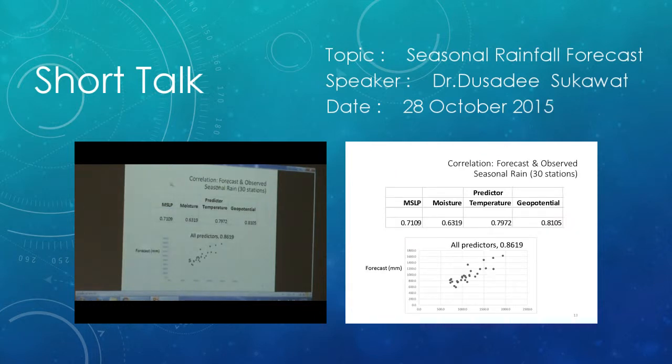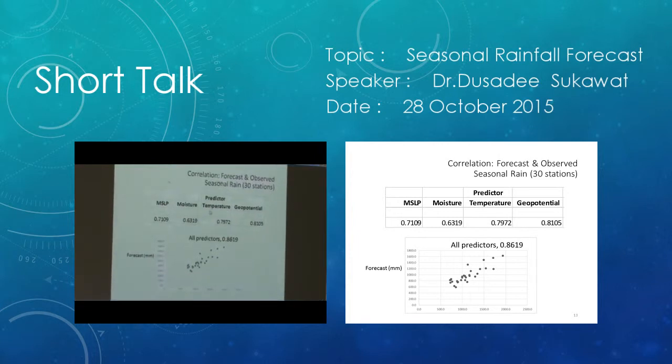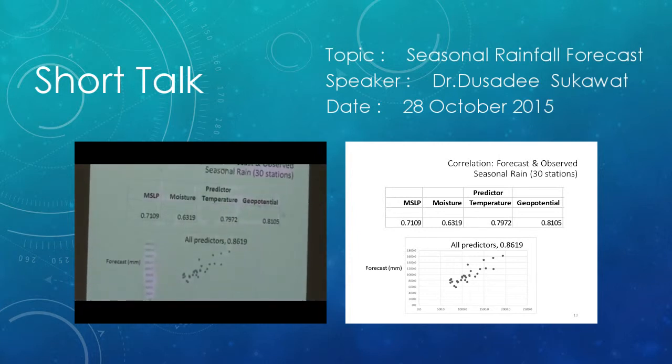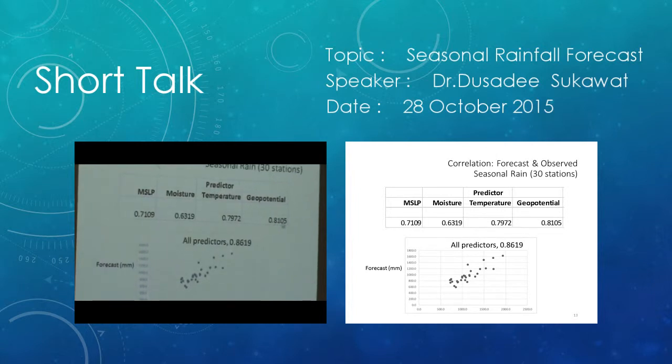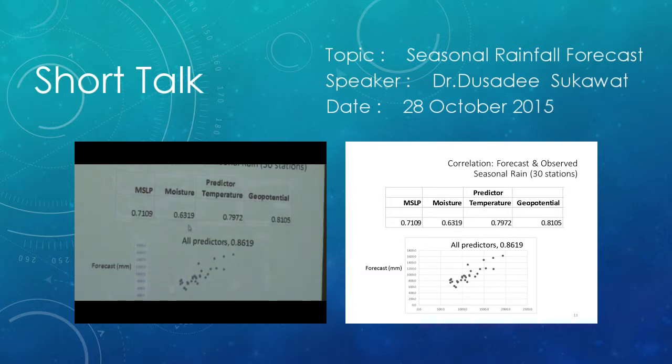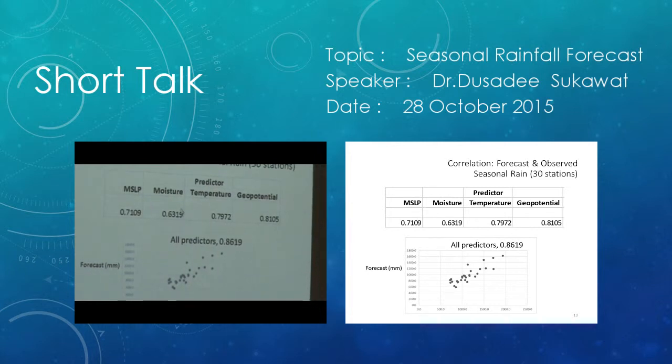And for the correlation, if you look at all the 30 stations, and look at the correlation of forecast and the observed rain. If you use mean sea level pressure, the correlation is about 0.7. If you use moisture, it's about 0.6. If you use temperature, about 0.8. And geopotential is about 0.8. So in practice, the forecast that has a correlation better than 0.6 is acceptable. Okay, so in this case, it's all acceptable.